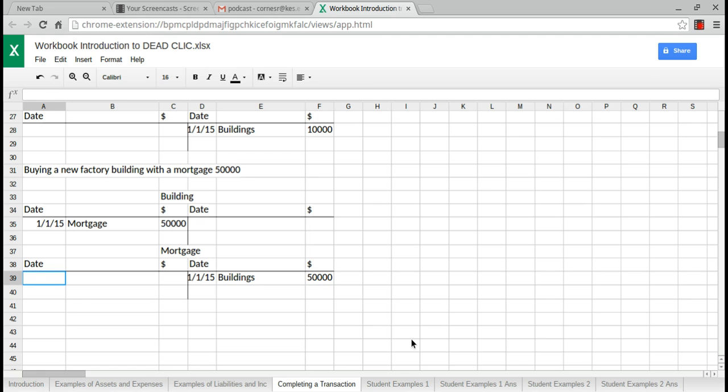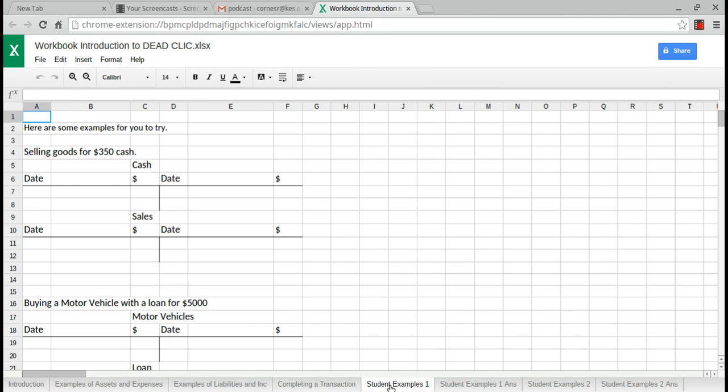Right, it's time for you to have a go at doing some work yourselves. We've got a couple of pages of examples with the answers as well on the next page. On the first one, I've actually given you the names of the T accounts. So for the first example, you need to decide whether it's a debit or credit to cash, and you need to decide whether you're going to debit or credit the sales T account when we sell goods for $350.